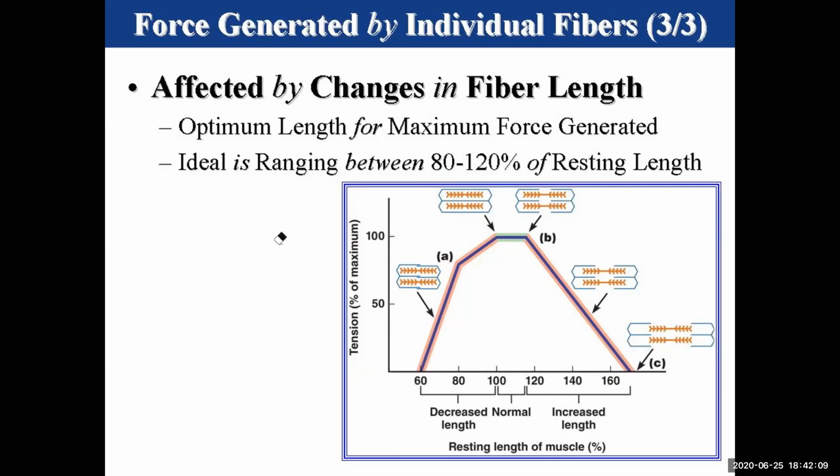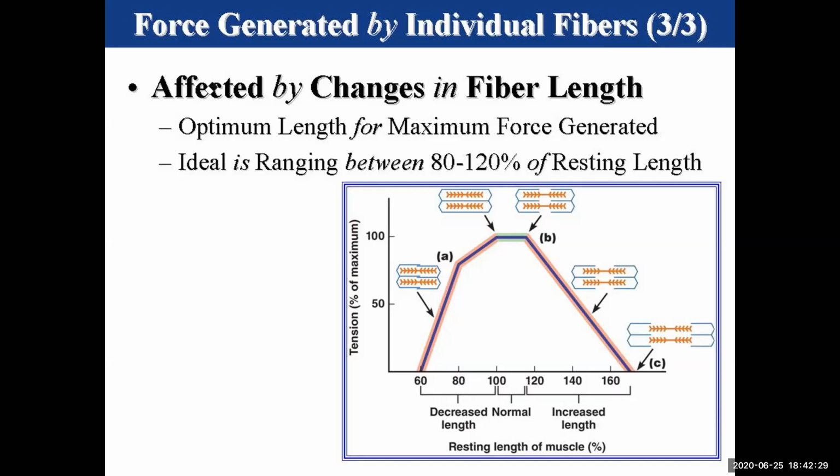So this is for factors affecting single individual skeletal muscle fibers or single individual skeletal muscle cells. So this is at the cellular level. We're going to move on to the organ level on the next slide.